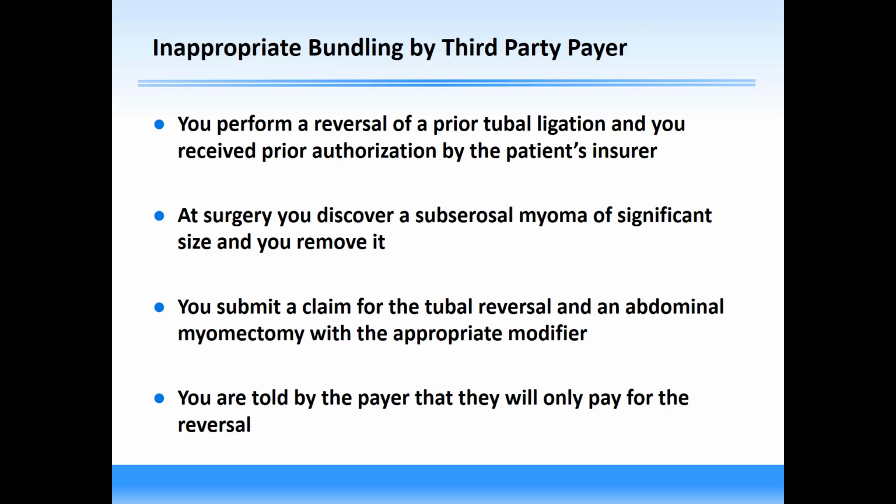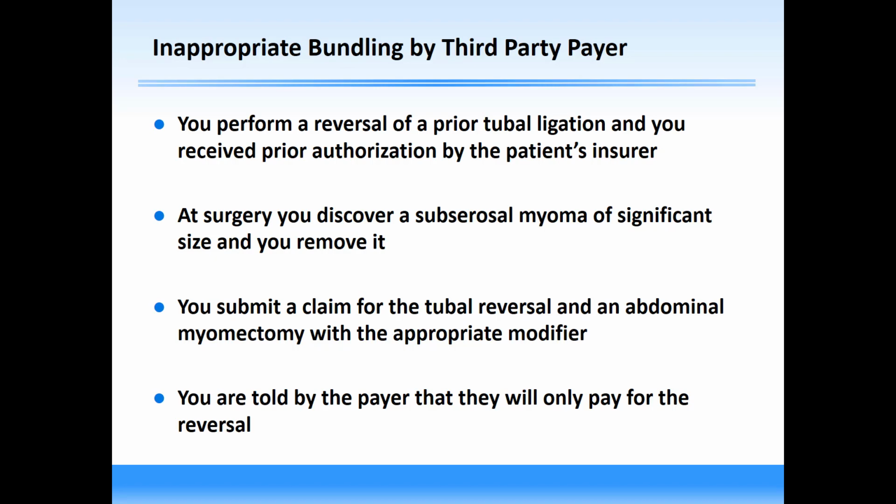I'm going to go through actual examples today, and I want to talk about one problem that I think is common to all of us, and that's the process of inappropriate bundling by third-party payers. So I'm going to take this example. You perform a reversal of a prior tubal ligation and you receive prior authorization from the patient's insurer. Now that might not have been the best choice since insurers may not cover reversal of tubal ligation in all 50 states, but let's just use this as a teaching point so the actual nature of the surgery is not important. At the time of surgery, you discover a subserosal myoma of significant size and you decide to remove it.